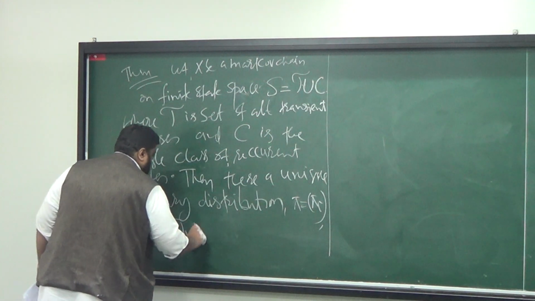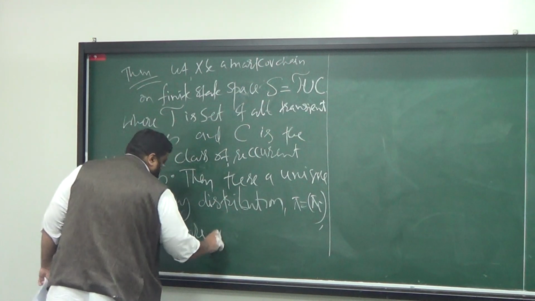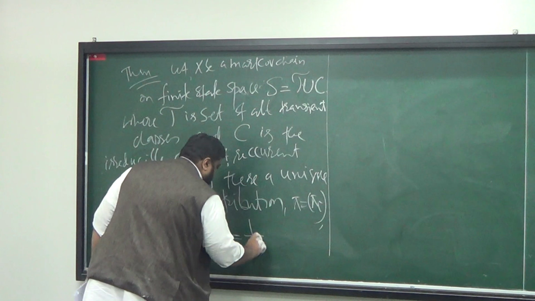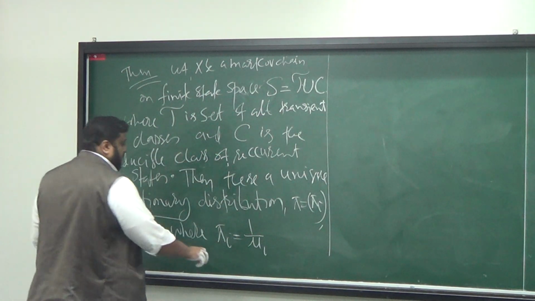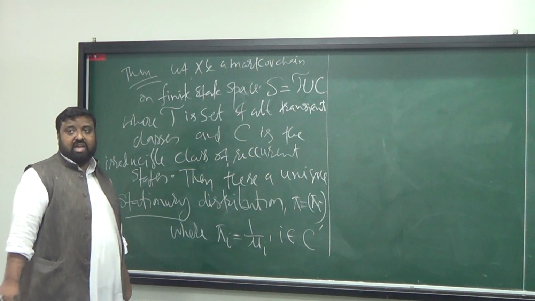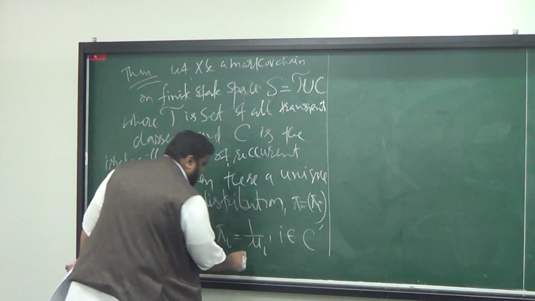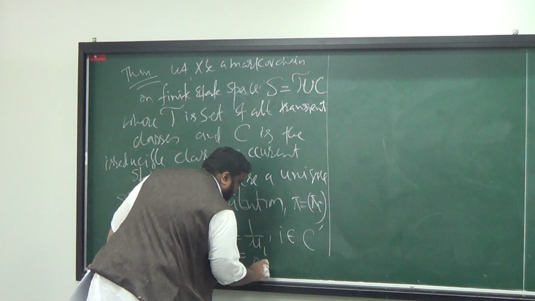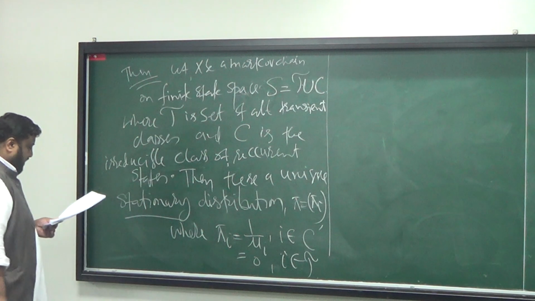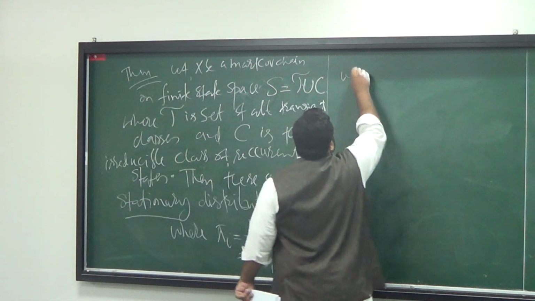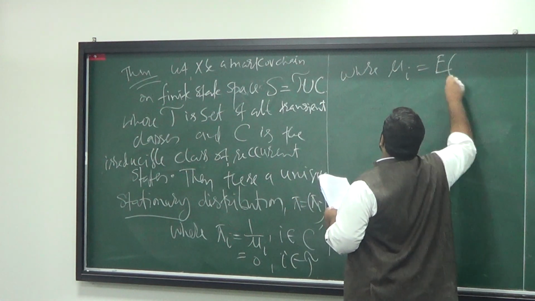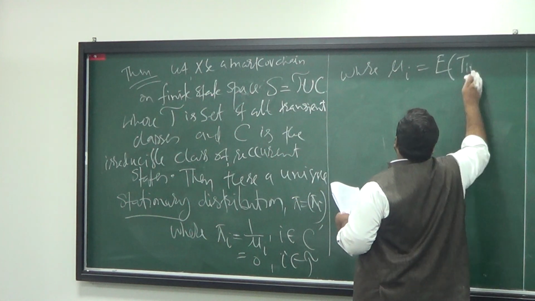How can you compute pi I? The pi I can be explicitly computed from mu I's, which I'm going to define in a moment, if I is in this irreducible class of the recurrent states, and it's going to be 0 if I is in a transient class. Where mu I is the expectation of this random variable Tii that we defined.